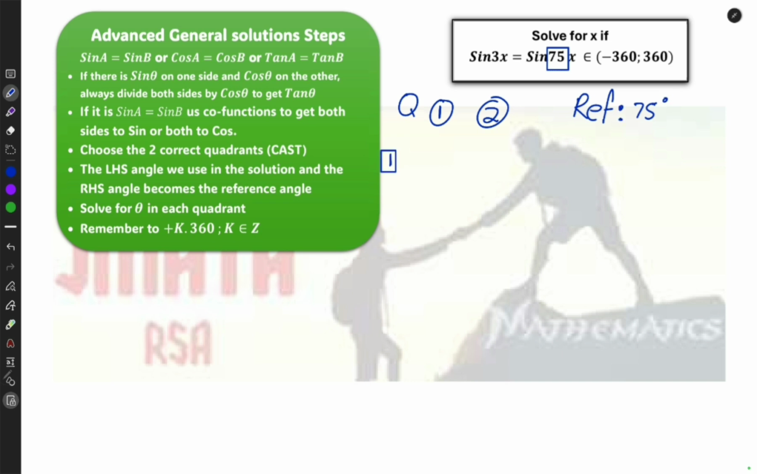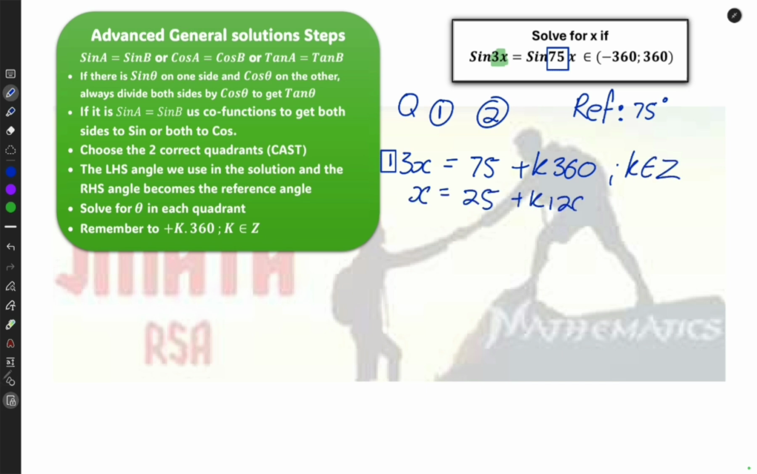Okay, so in quadrant 1, I'm now going to write down the left-hand side expression or number or whatever they give me. That's what I'm going to start with. And the reference angle is going to be the right-hand side. So I'm then going to write 3x is equal to, it's quadrant 1, so I can just write reference angle plus k 360. And remember, k is an element of z. And now I just need to divide by 3 on both sides. This is 25 and this is 120.